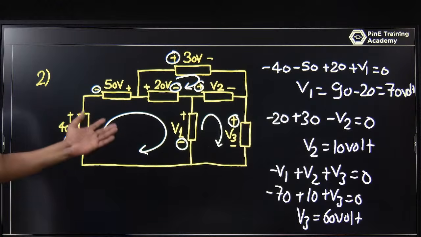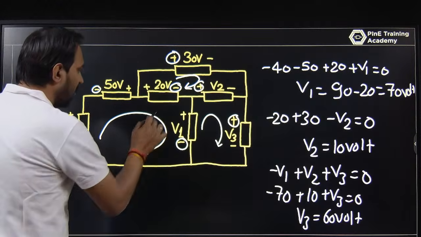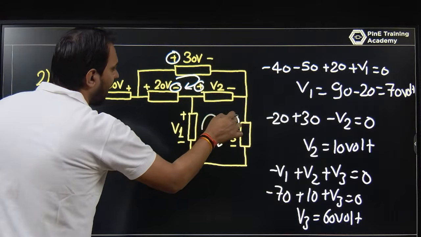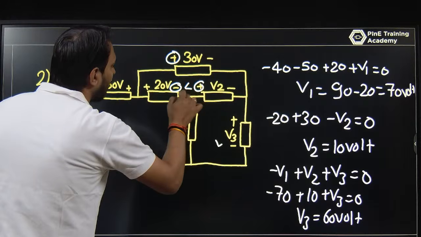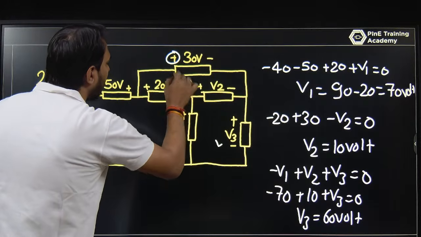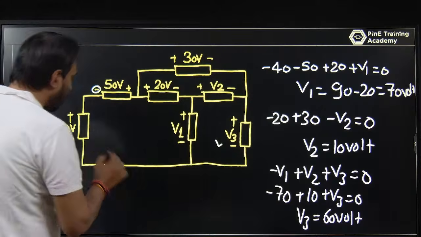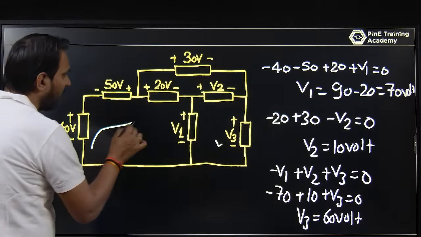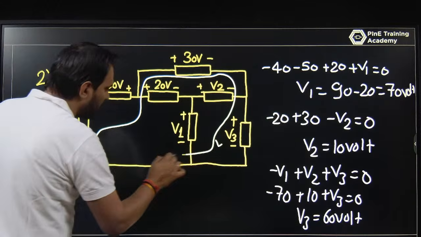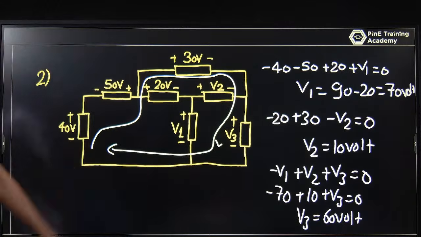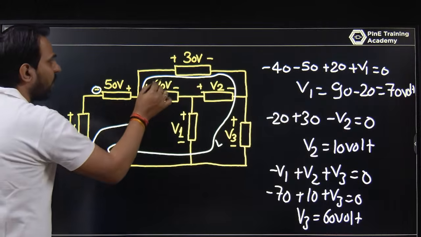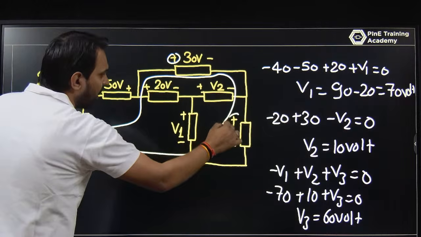Okay, if you want, you can check it. If I want to check whether this is correct or not, you can check it. I am using that bigger loop, this part to this part to this part to this part to this. This is also a loop. If you are using this loop, the first sign is negative, the first sign is negative, the first sign is positive, the first sign is positive.